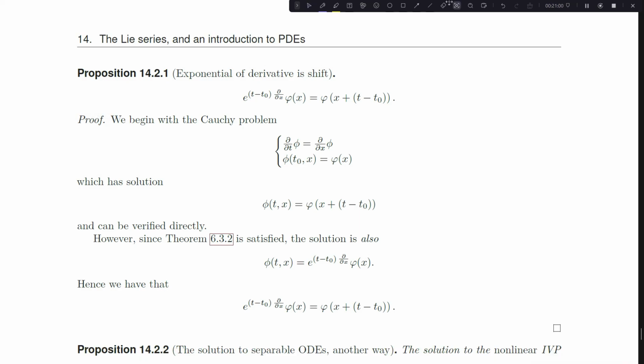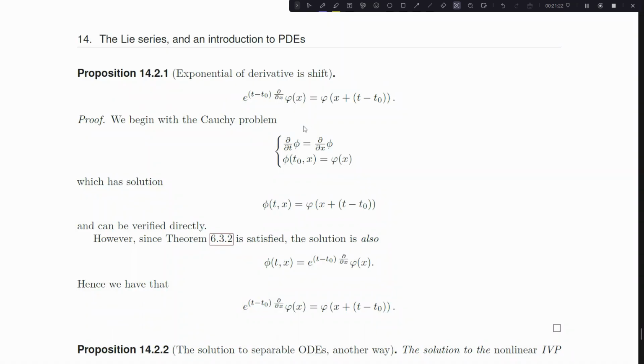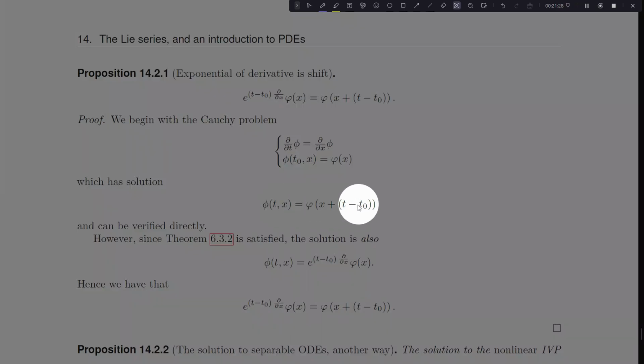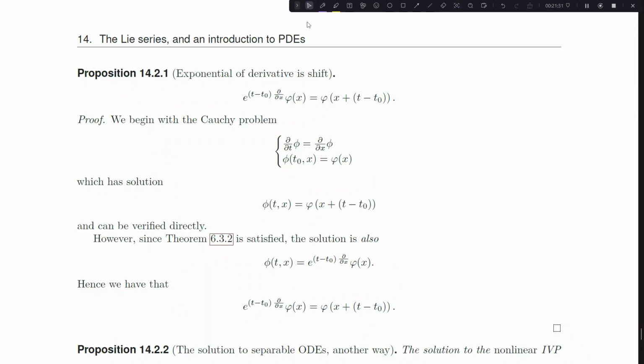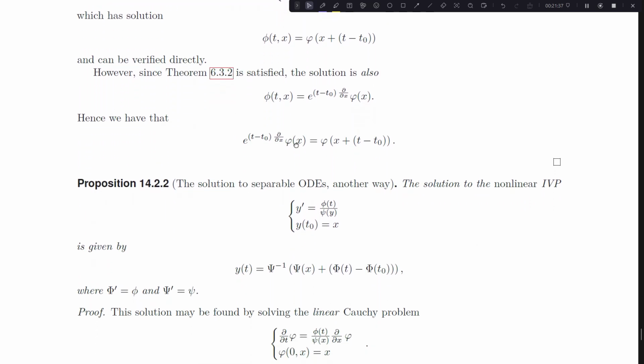This proposition says that the exponential of the derivative is a shift. What we get here is we're saying e to the (t minus t naught) times the partial derivative in x, applied to some function phi of x. That's actually a shift by whatever coefficient we have up front, t minus t naught in this case. The way that you prove this is not too bad, actually. It's because you can solve this Cauchy problem exactly, and you find out that the solution is precisely the shifted function. And so you know that is the operator exponential.